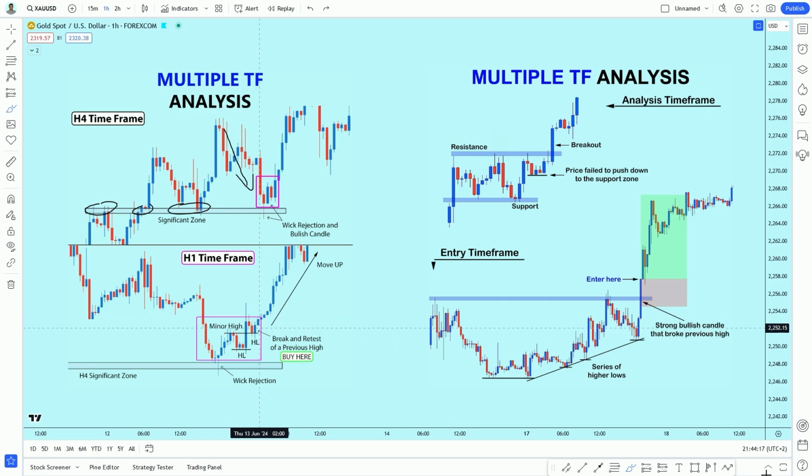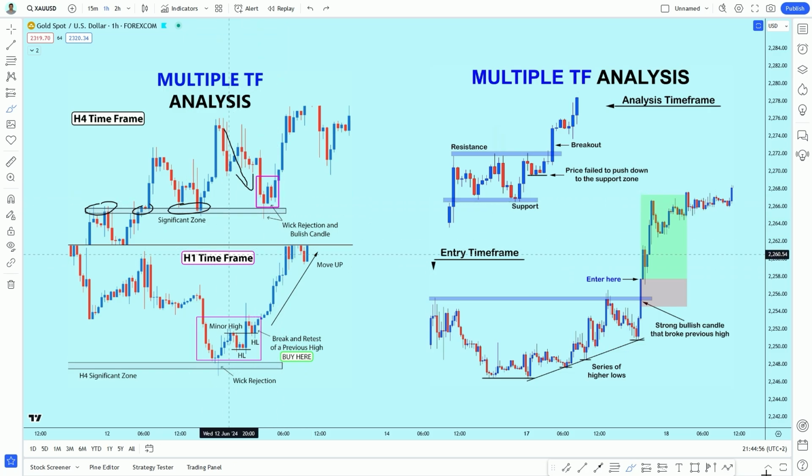At this moment you can say, okay, so now on the 4 hour time frame I have this bullish reaction to my significant zone, and on the 1 hour time frame I have this higher highs, higher lows structure. At this moment you can say, okay, price now retested this minor high, and now I will enter a buy trade. As we can see, price continued to go up. So as you can see, on a higher time frame we analyze this significant zone and the reaction to it.